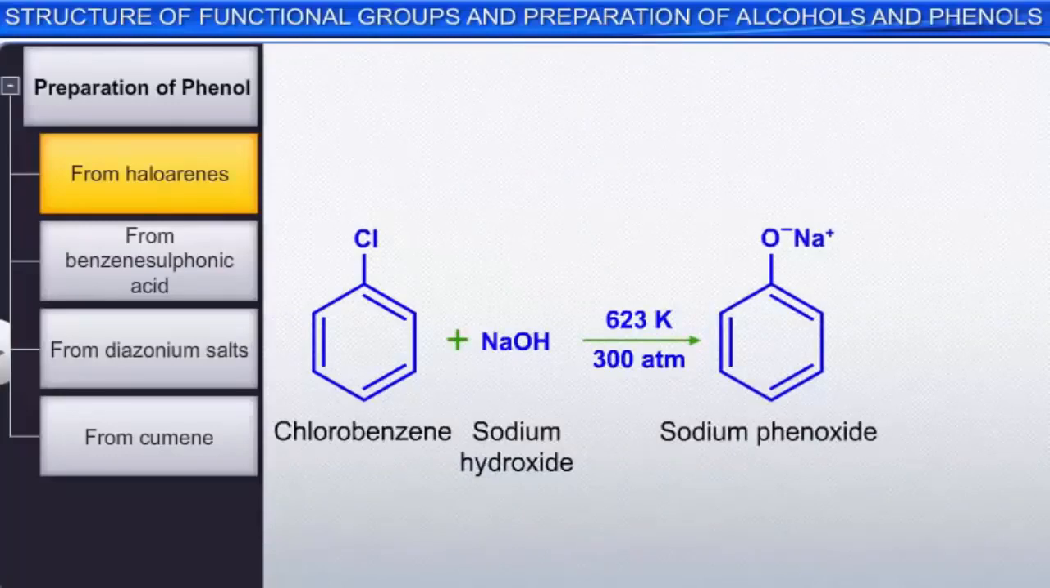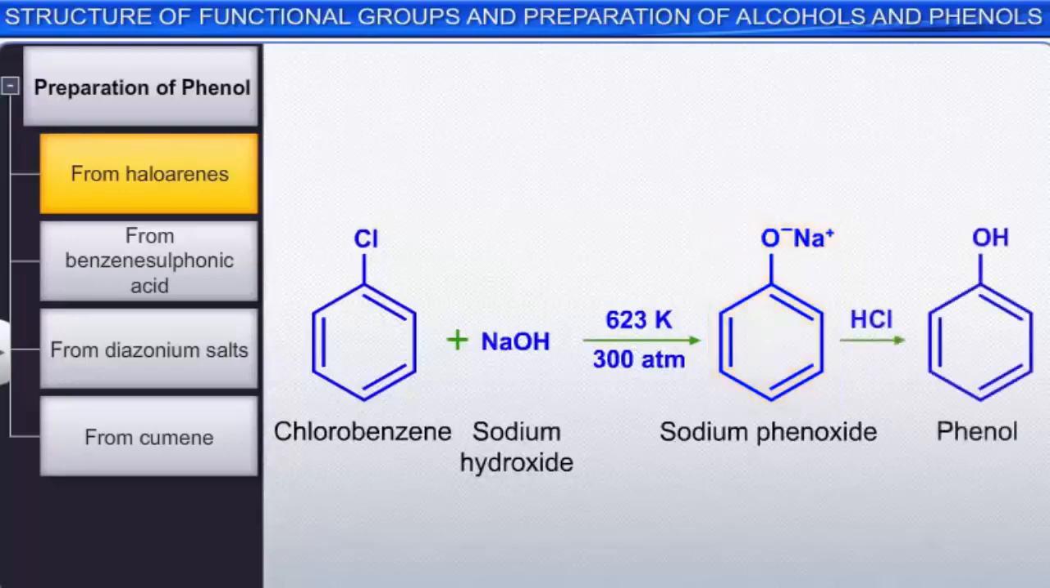In the first step of this process, a haloarene is reacted with sodium hydroxide at high temperature and pressure. In the equation shown here, chlorobenzene is reacted with sodium hydroxide to form sodium phenoxide. Then, the sodium phenoxide is acidified to form phenol.